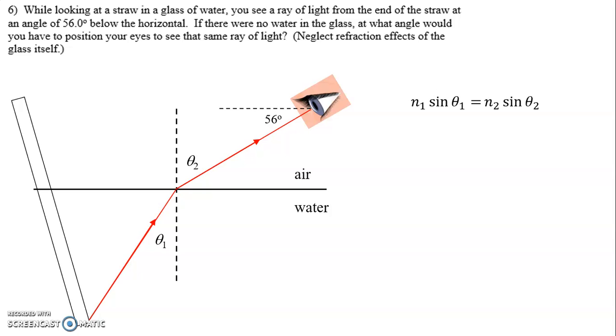Well, again, we're trying to see what would happen if there were no water in the glass. So if the light were starting here, it would just go in a straight line because it's just air. That means our eye would be up here and we'd be able to look down at this angle and see the bottom of the straw. So really, we're looking for theta 1, the true angle that the light makes with the normal. All right, so pause the video, go ahead and solve for theta 1.